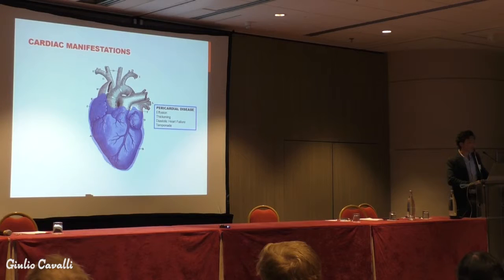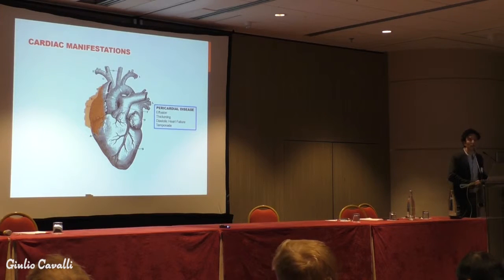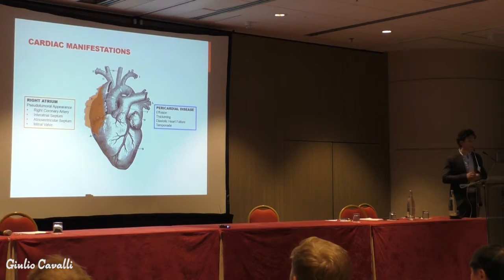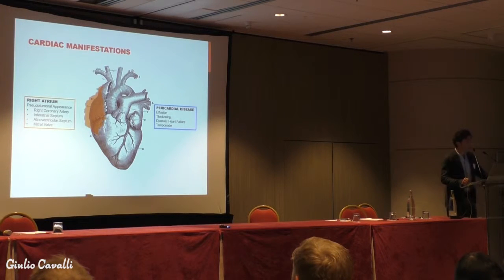Another structure that is frequently involved is the right atrium, as you see there, which is involved by a mass, normally a tumor-looking mass that is thereby called pseudotumor. This mass can expand, infiltrate nearby structures, compress them, and cause problems. The most commonly compressed structure can be the right coronary artery, as I mentioned before. This can lead to ischemia and myocardial infarction.